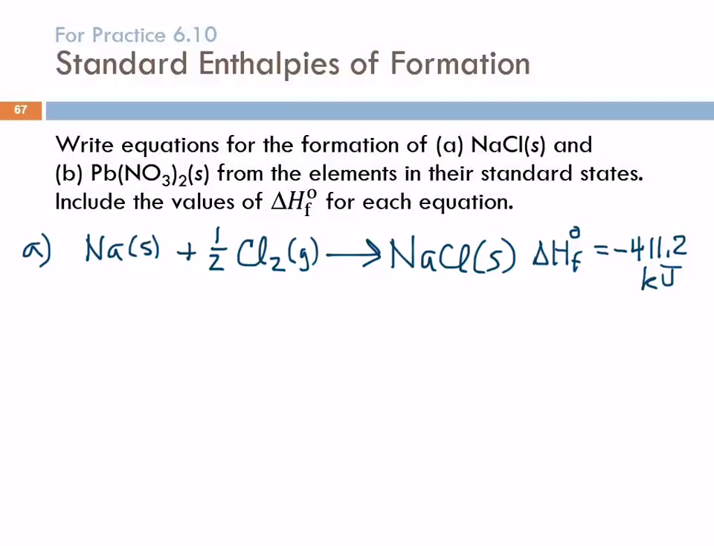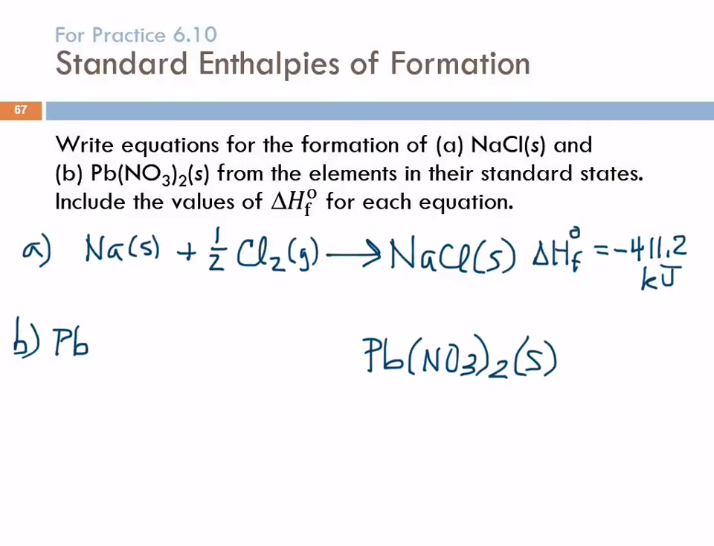Okay, let's do the second one. So B. Here our product is lead 2 nitrate, Pb(NO3)2. And it says that it's solid. Well, we got 3 elements here now, right? Lead, nitrogen, and oxygen. We're not forming this from the 2 ions, the lead ion and the nitrate ion. We're forming it from the elements. So we have to list all the elements separately.